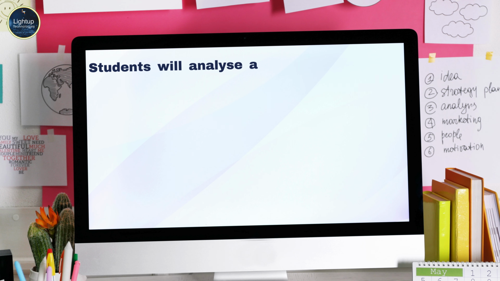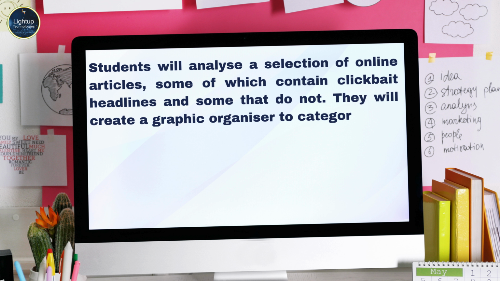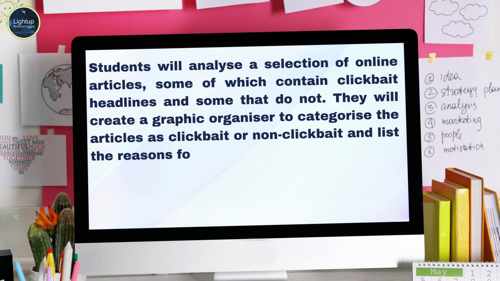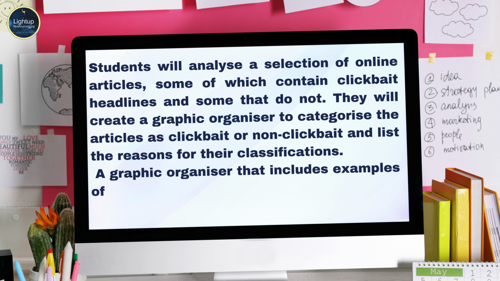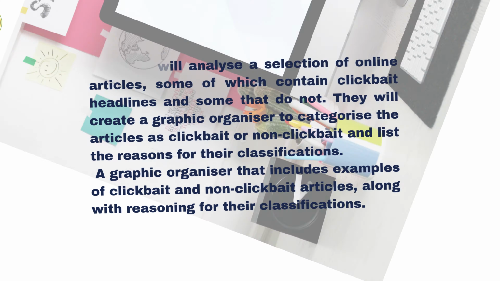Students will analyze a selection of online articles, some of which contain clickbait headlines and some that do not. They will create a graphic organizer to categorize the articles as clickbait or non-clickbait and list the reasons for their classifications. A graphic organizer that includes examples of clickbait and non-clickbait articles, along with reasoning for their classifications.